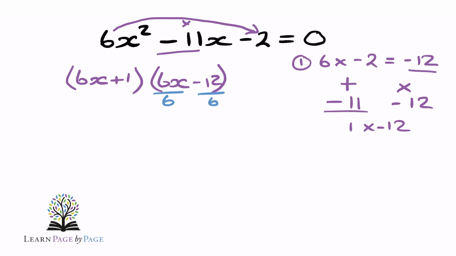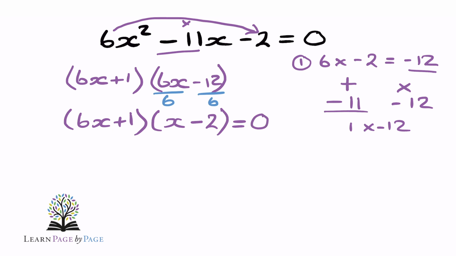Then rewrite it with a simplified one. The first one stayed the same. In the second bracket, 6 divided by 6 is 1. That gives us x. Minus 12 divided by 6 is minus 2.